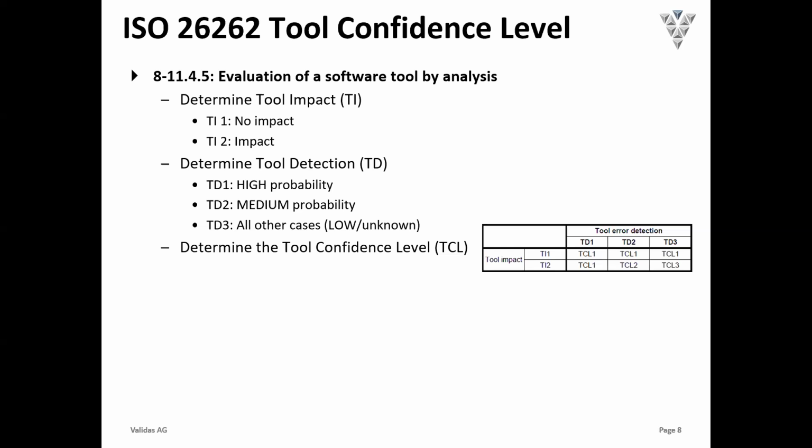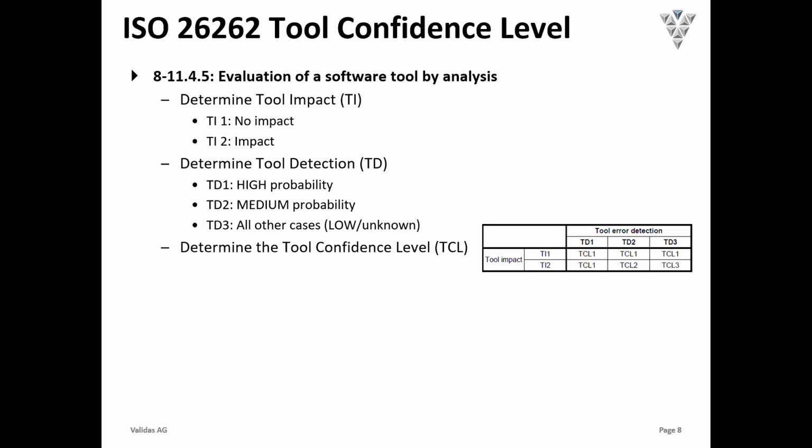Many compiler bugs are detected, but some of them might not be detected. So therefore, you don't have a high detection probability for compiler bugs, but maybe not even a medium, but you might not know it. So then it's unknown. And then with this detection probability, you can compute the tool confidence with this simple table. So if you have no impact, meaning TI1, then it's TCL1.